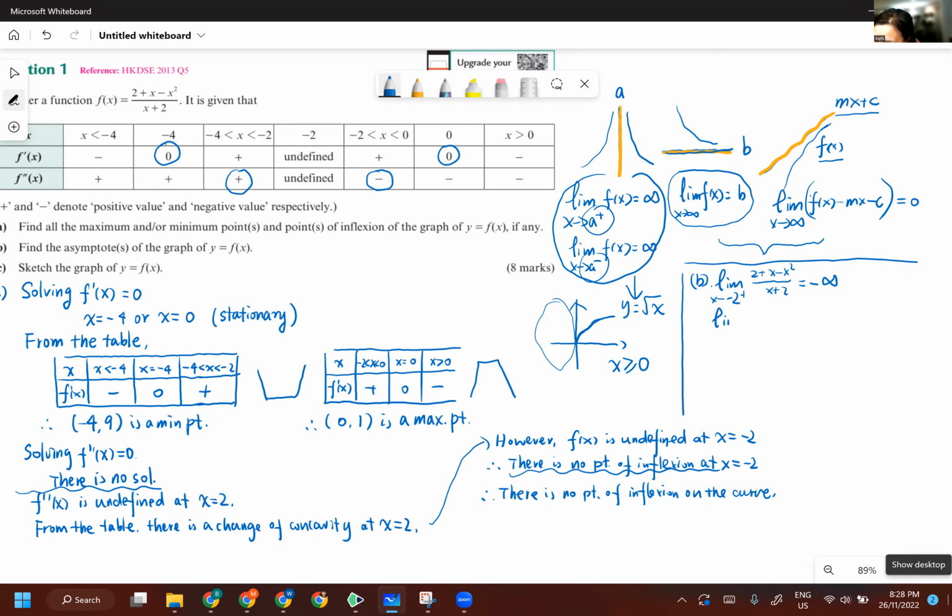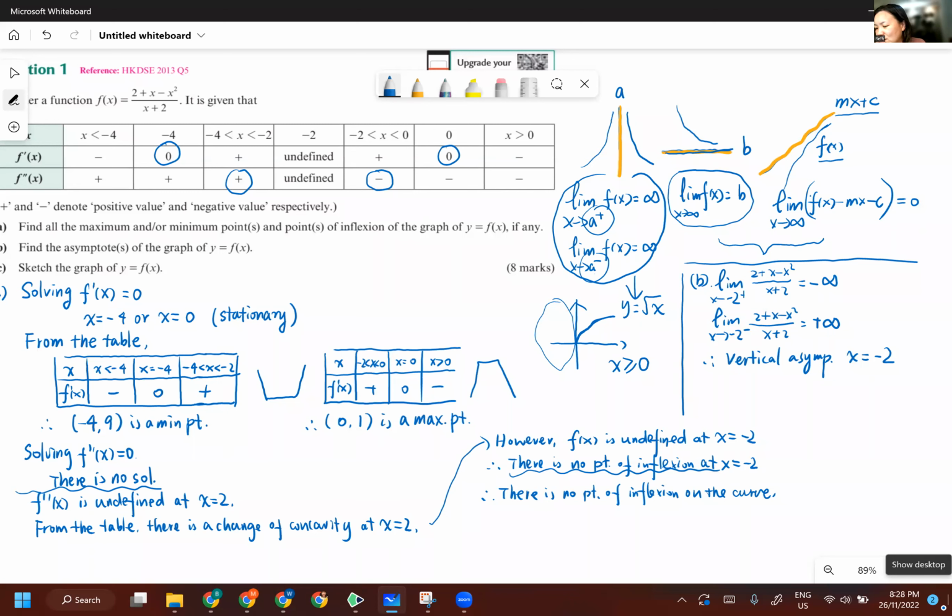Okay, and this one, now to the left, I will put in negative 2.1. I think it's positive infinity. Right? And I will say, oh, the vertical asymptote x equals negative 2.